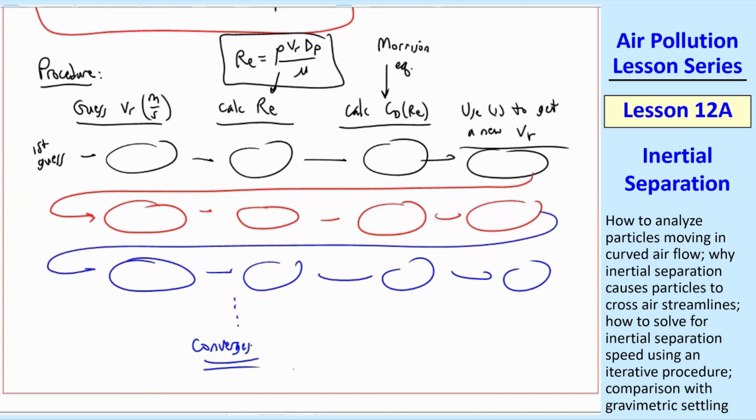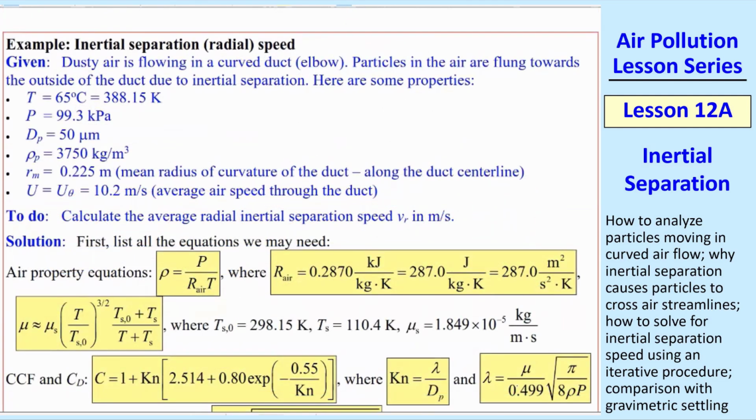And you keep doing that, just like we did before. And it converges pretty well. In fact, I've found that this converges even easier because the numbers are bigger than the VT for settling in gravity. Let's do an example problem.